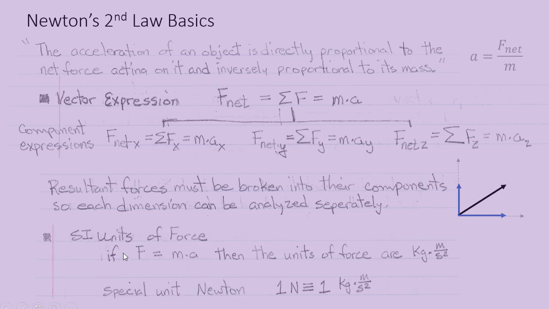The SI unit of force, well, if force is equal to mass times acceleration, and we know the unit of mass is kilograms and the unit of acceleration is meters per second squared, then it stands to reason that the unit of force is kilograms times meters per second squared. And of course, we have a special unit called the Newton to represent that. But we need to remember that 1 Newton is equal to 1 kilogram times meter per second squared.